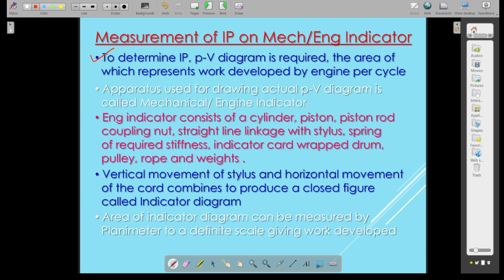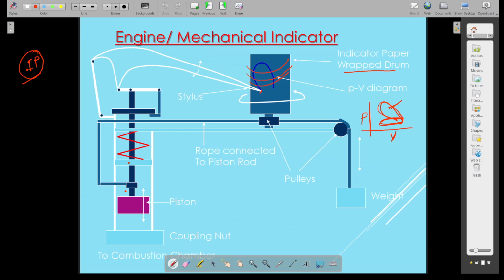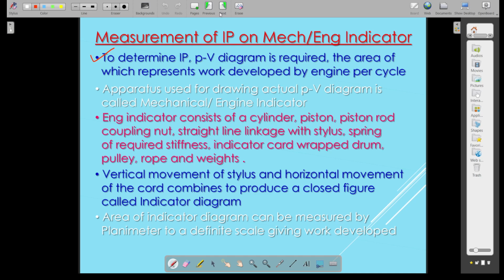The indicator diagram is obtained from the engine mechanical indicator, which I already told you is an apparatus used for drawing the actual PV diagram. I have drawn the PV diagram over here. When the stylus is connected, I get it in this format. So this area is what gives you the indicated power.